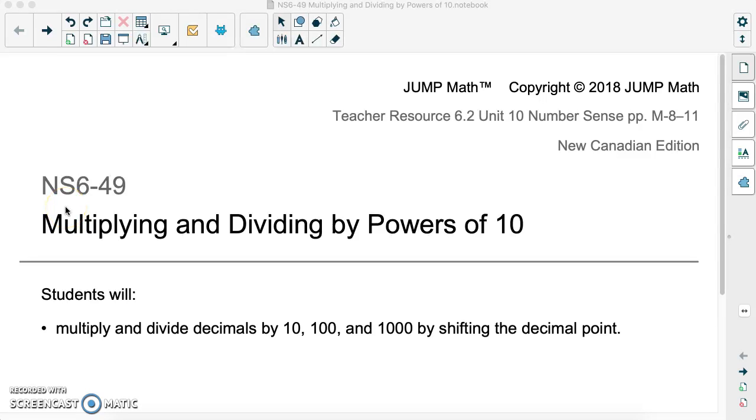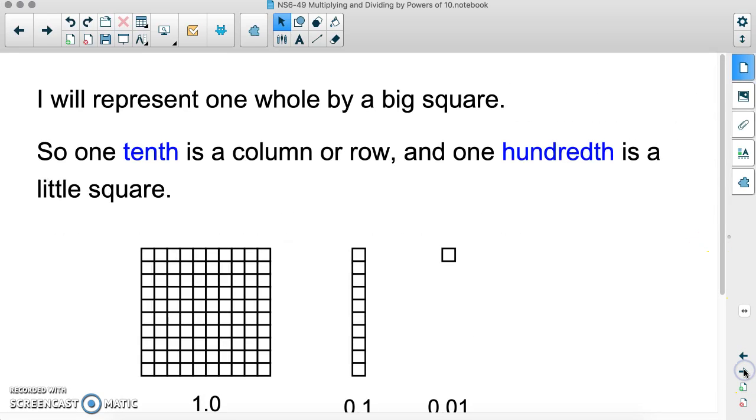This next lesson is on multiplying and dividing by powers of 10. So yesterday we learned rules on how to multiply by powers of 10. In this lesson, we're going to learn how to divide using powers of 10.